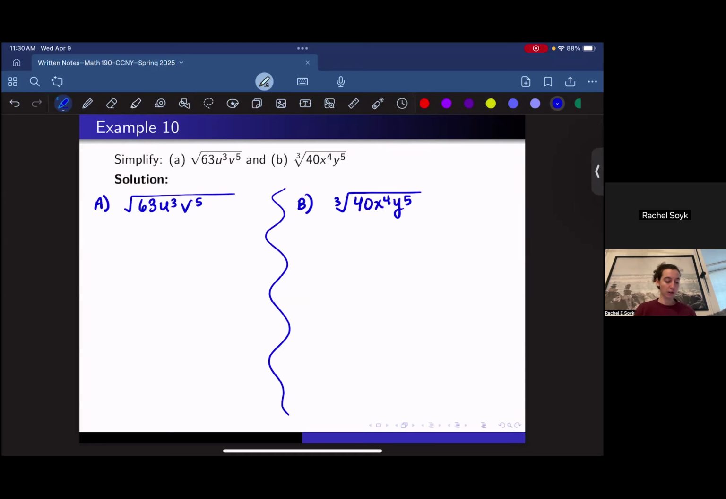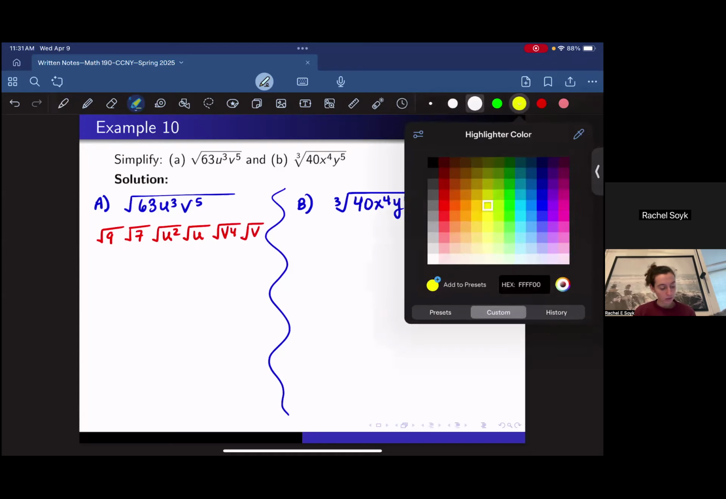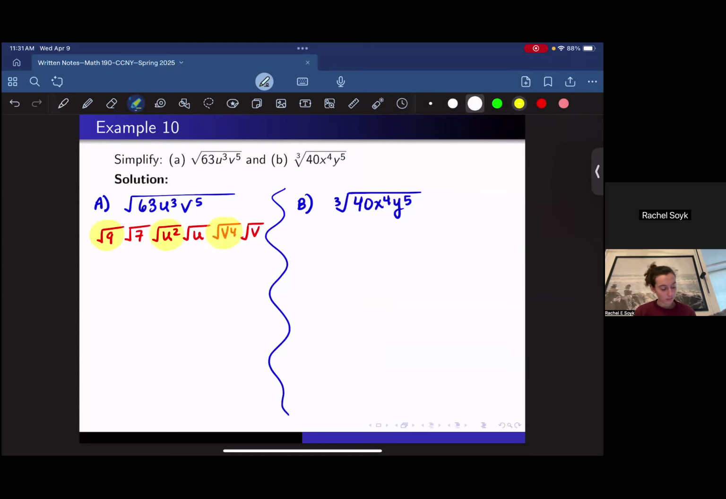Okay. So for part A, let's look at the coefficient first. What's the largest perfect square that goes into 63? We have 9. 9 goes into 63 7 times. And then u to the 3rd can be broken up into u to the 2nd and u. And v to the 5th can be broken up into v to the 4th and v. So highlight the ones we can simplify in yellow, and the ones we can't in our light pink.